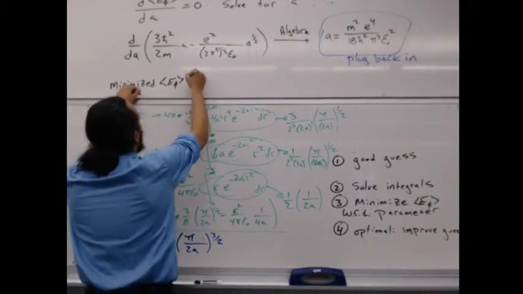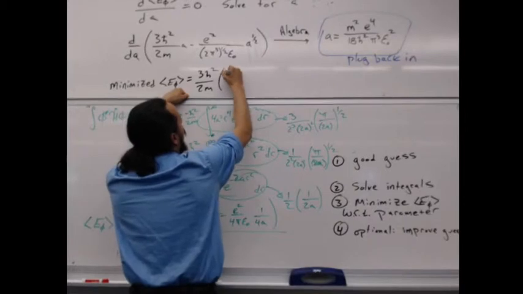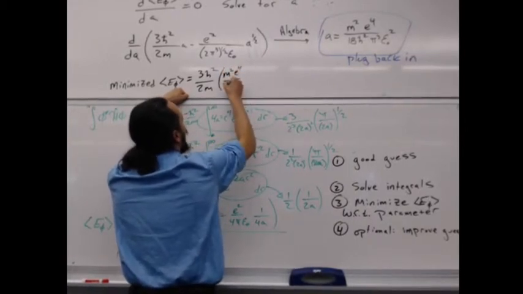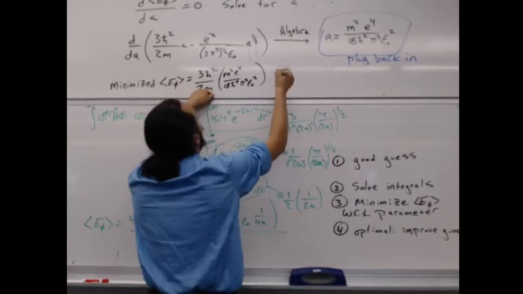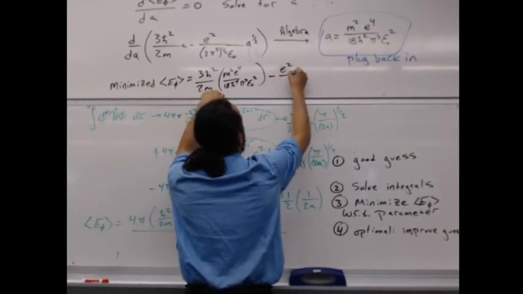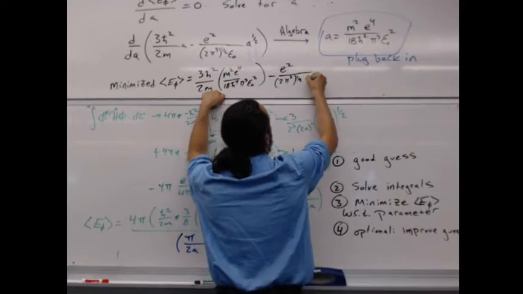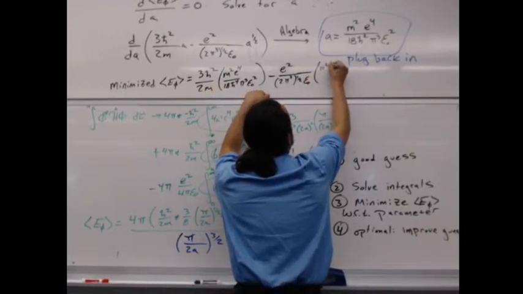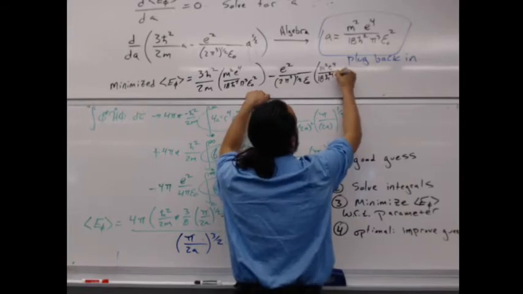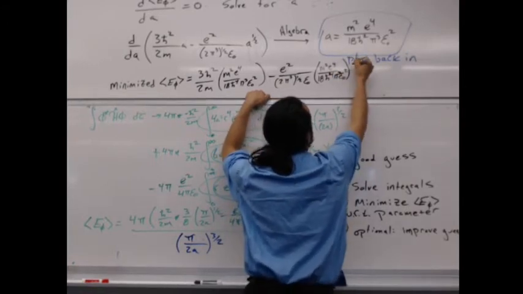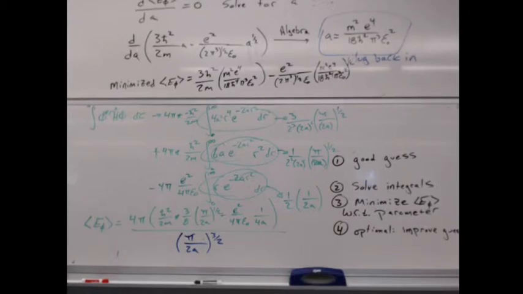But my minimized energy would be 3h bar squared over 2m times my minimized a, m squared e to the 4th over 18 h bar to the 4th pi cubed epsilon naught squared, minus e squared over 2 pi cubed to the 1/2 epsilon naught times m squared e to the 4th divided by 18 h bar 4th pi cubed epsilon naught squared, all to the 1/2. Right, so I just took that parameter we solved for and plugged it back in.